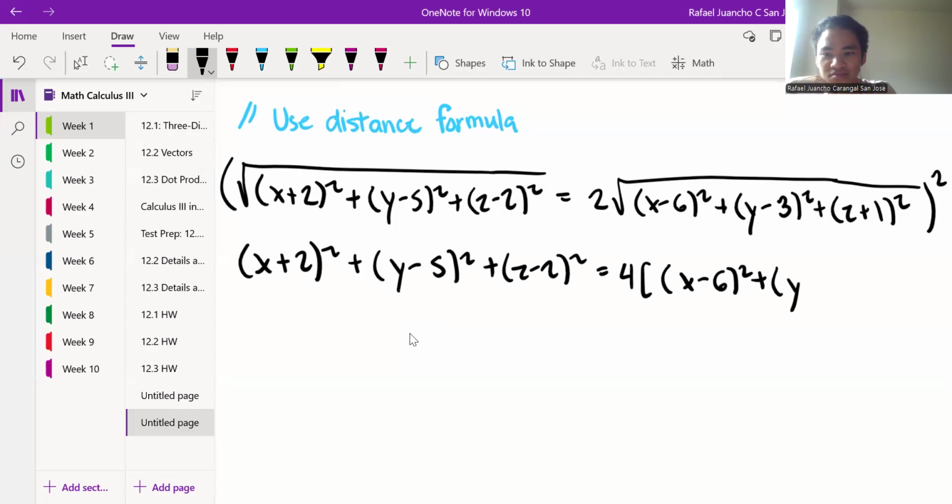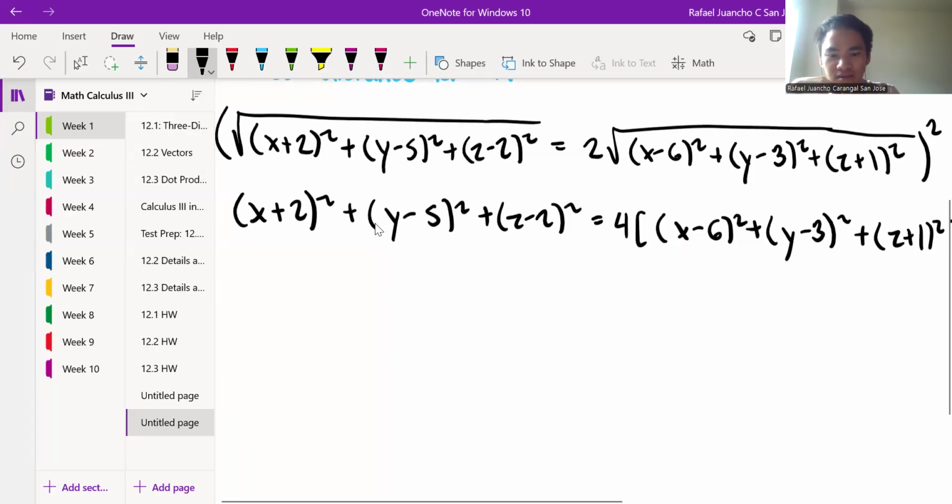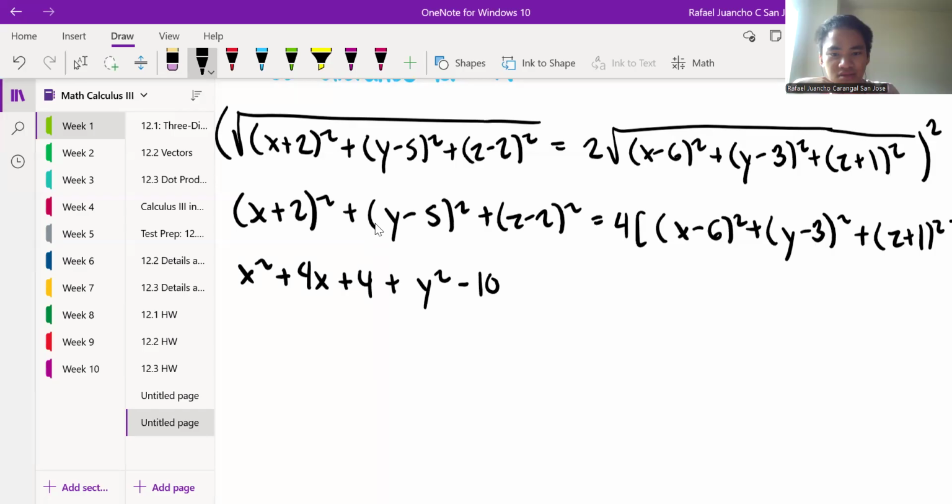Then we copy this. Right? And then we expand. So this is x squared plus 4x plus 4, y squared minus 10y plus 25. Then the z part, z squared minus 4z, or plus 4 actually.